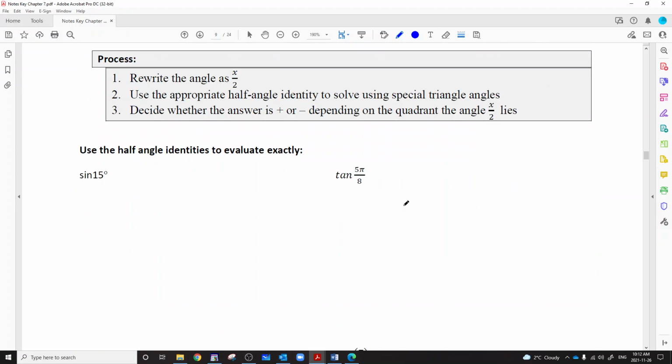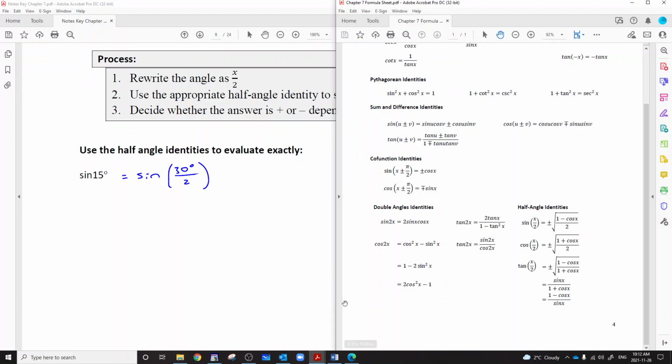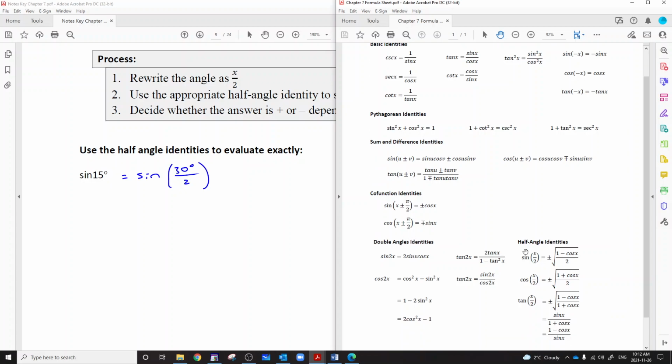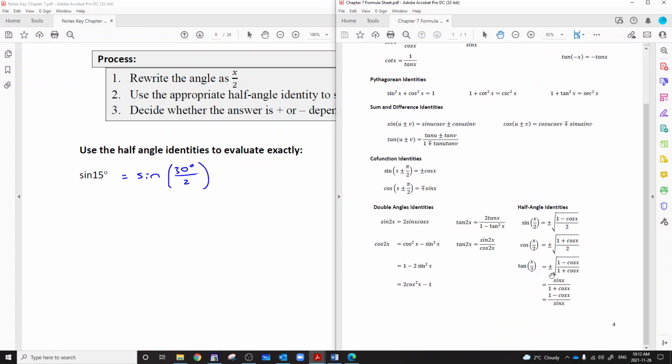So as always, I try to give you some sort of a process. The first thing we're going to do is rewrite the angle as some angle divided by 2. So for this one, I would write it as the sine of 30 degrees divided by 2. Then we're going to use the appropriate half angle identity to solve using special triangle angles. So then we're going to go to our formula sheet, and you'll notice we've done everything. We've done basic identities, Pythagorean identities, sum and difference identities, cofunction identities, double angle identities, and here we are at the end in half angle identities.